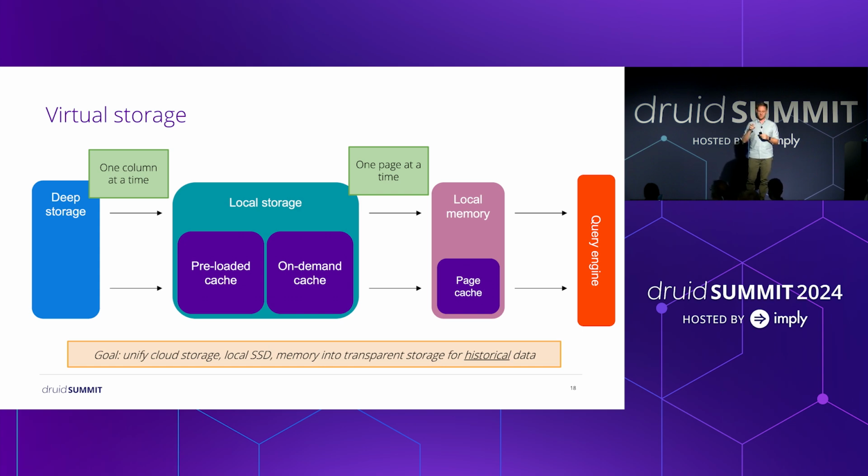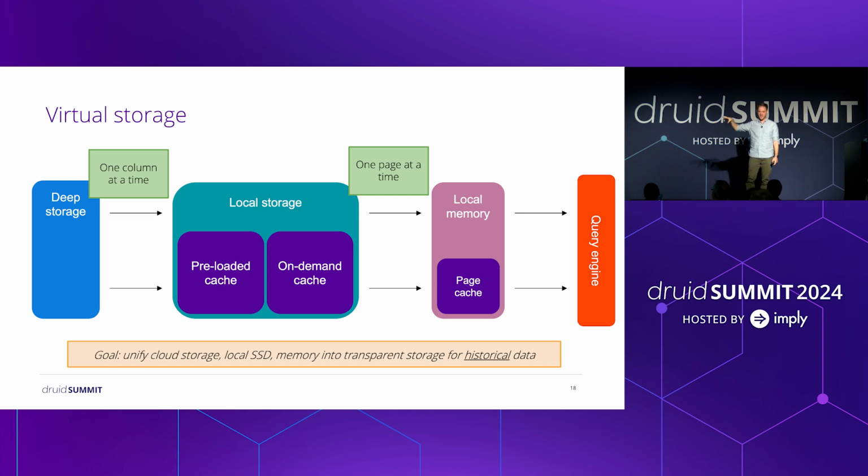So you have in deep storage, loading 1 column at a time is the vision into local storage. Today, we load an entire segment at a time, so we'd like to granularize that to one column at a time. In local storage today, we have a preloaded cache based on load rules for the native engine and for Dart. And we have on-demand, not a cache, but just on-demand pull one segment and throw it out for query tasks with no caching.